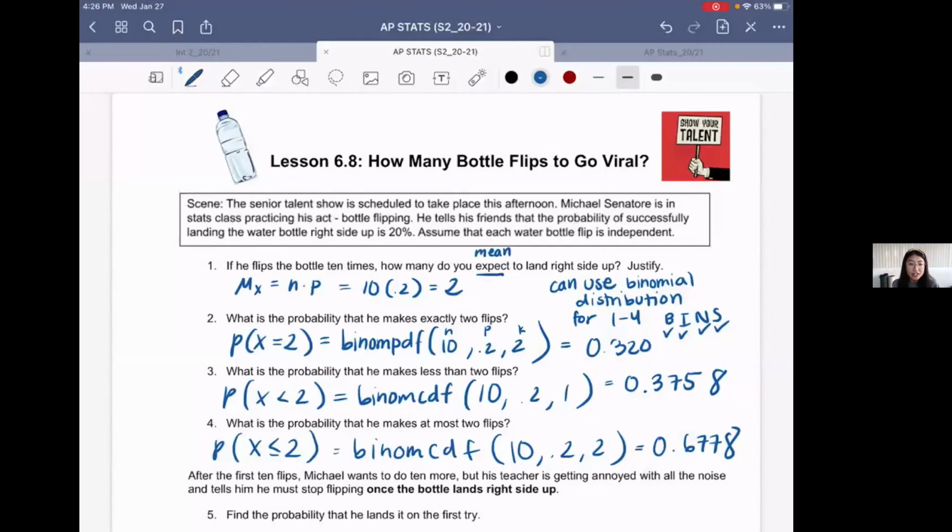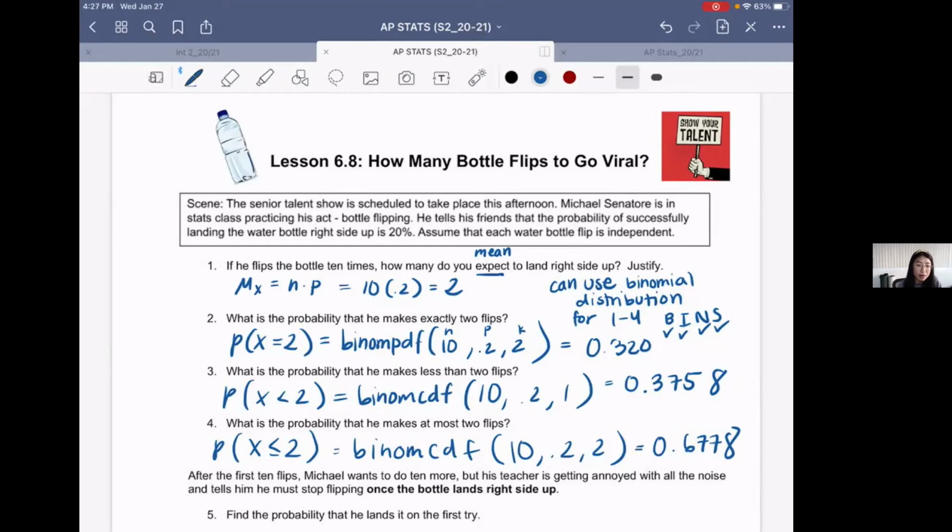All right, so here are the answers to 1 through 4. The first one is how many do you expect to land right side up? When you expect to land something, that's expected value, which is the mean. And we know all 4 of these questions are binomial distribution because you should have checked already using BINS. If you don't check BINS, then you technically can't use binomial PDF or CDF. The mean for a binomial distribution is n times p, which is the same as finding expected value. So it's 10 times 0.2, which is 2.